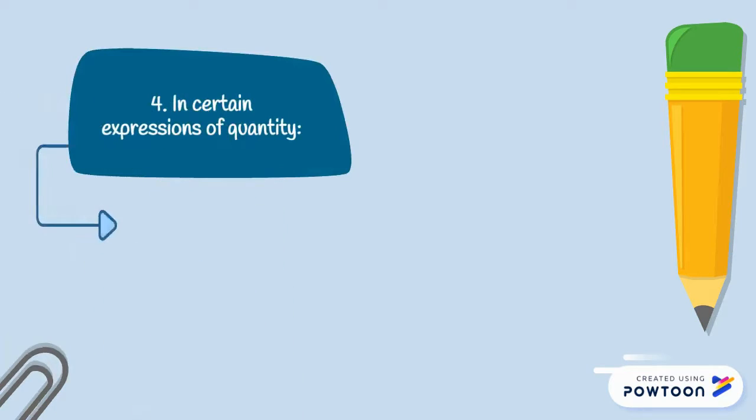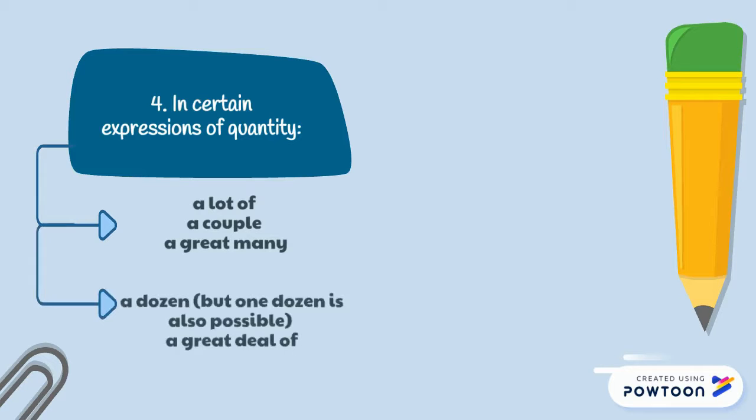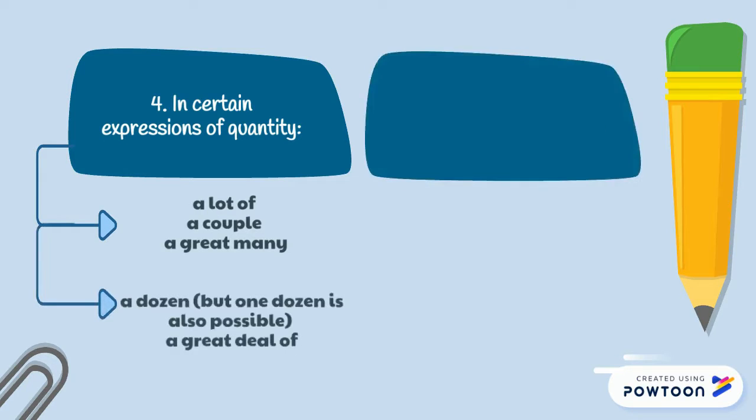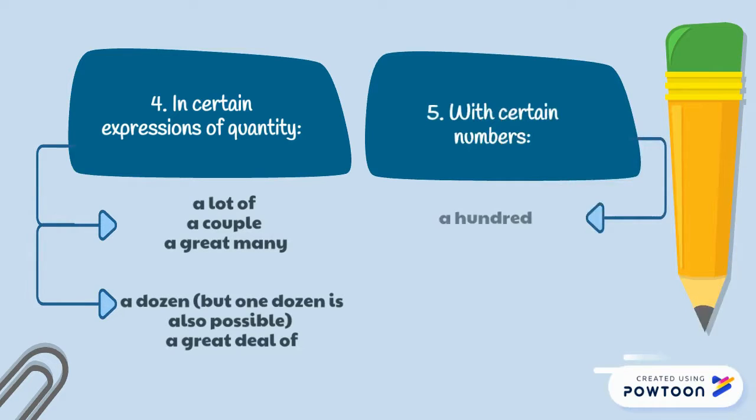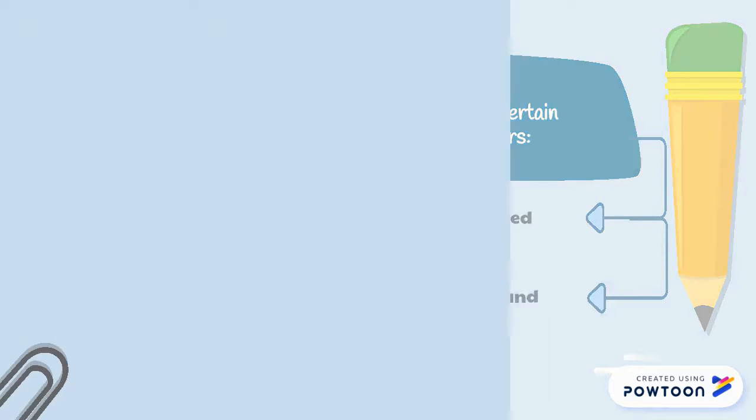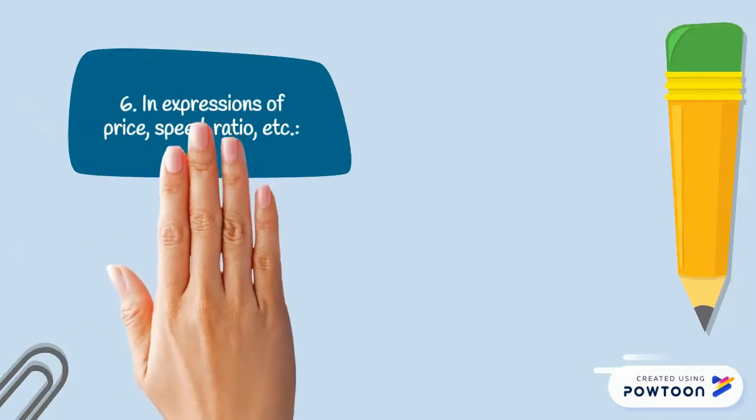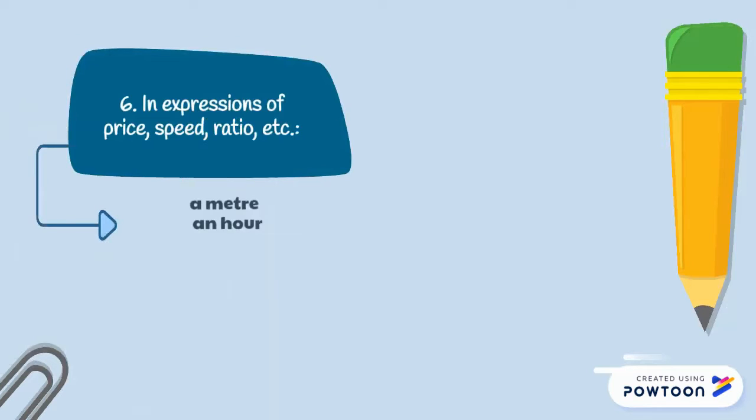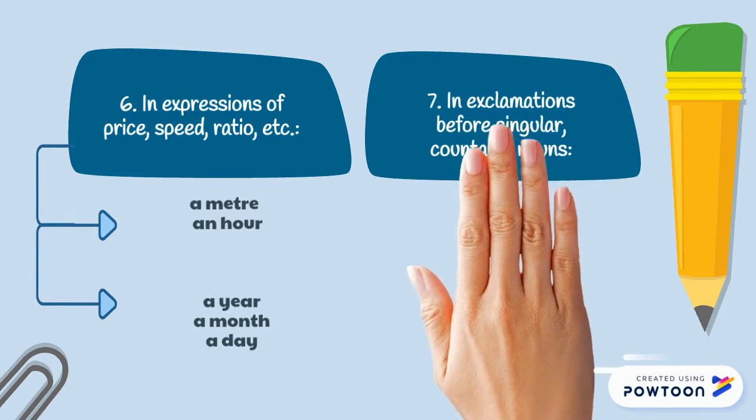In certain expressions of quantity, for example, a lot of, a couple, a great many, a dozen, a great deal of. Also, we have with certain numbers. For example, a hundred and a thousand. Also, in expressions of price, speed, etc. For example, a meter, an hour, a year, a month, a day.